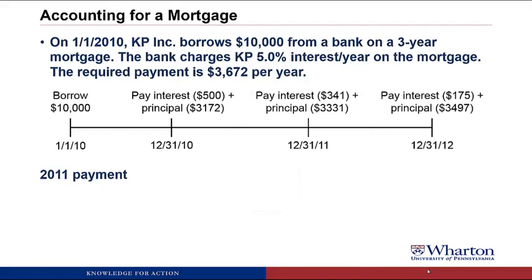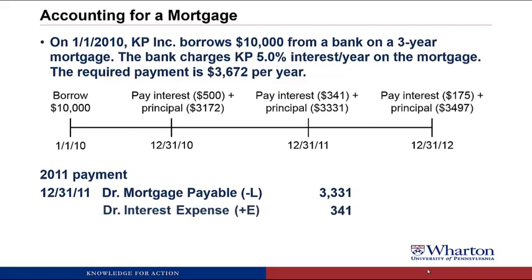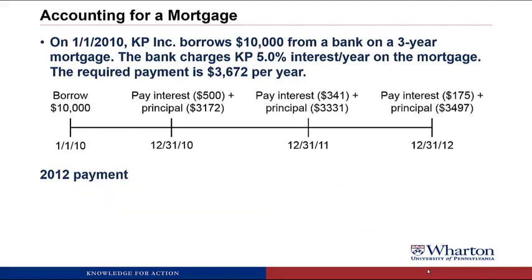So it's going to be the same entry, different amounts. On December 31, we're going to debit mortgage payable again for the reduction in principal, which is now $33.31. We're going to debit interest expense to recognize the interest cost in the income statement in this period, $341, and credit cash for $36.72. Last payment, 12/31/2012.